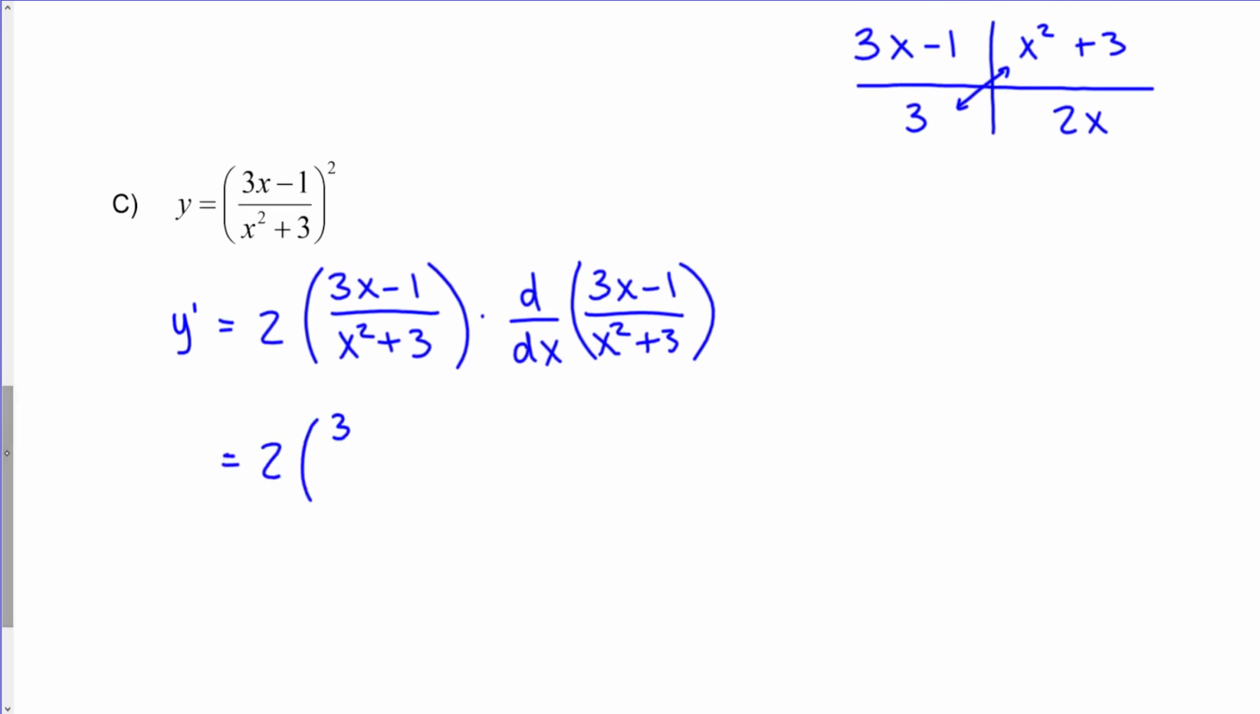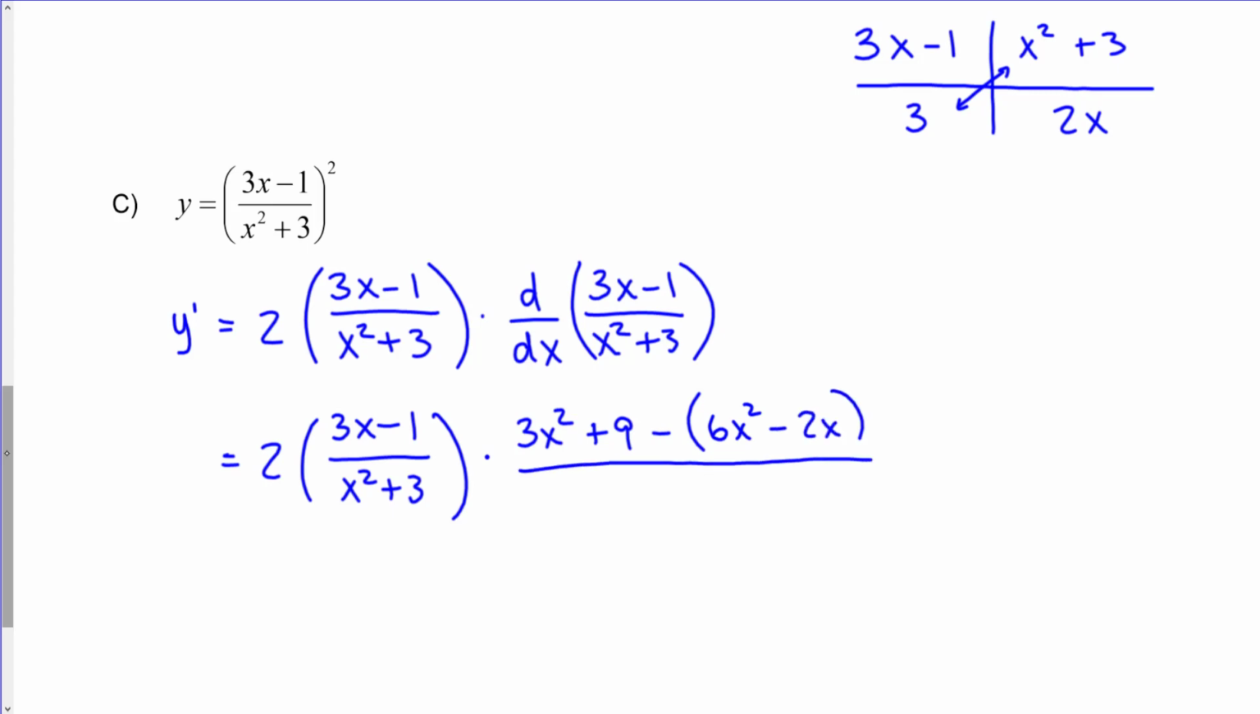Alright, so 2 times 3x minus 1 over x squared plus 3 times the result of the quotient rule, so this would be 3x squared plus 9. I went ahead and multiplied the 3 into that binomial, minus, let's see, this would be 2x times 3x, which would be 6x squared. 2x times negative 1 would be minus 2x. And that's over the original denominator squared. So x squared plus 3, quantity squared.